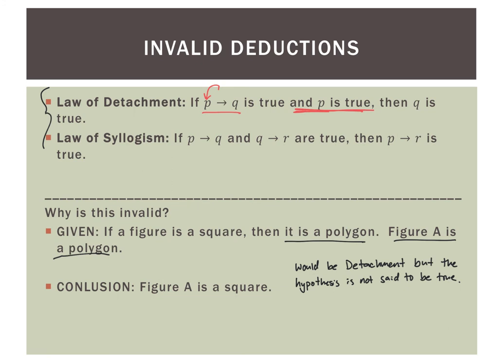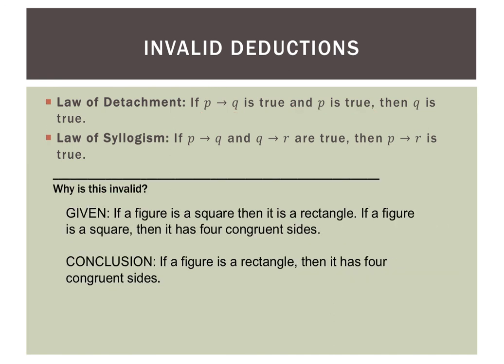All right, given the example down here at the bottom, there are a lot of polygons. Figure A doesn't have to be a square for it to be a polygon. So for law of attachment, you have to be told that P is true, otherwise the statement is invalid. Basically, you can't go backwards. You can't go from conclusion to hypothesis. You can only go forward, and you can only say it's true if the hypothesis is true.